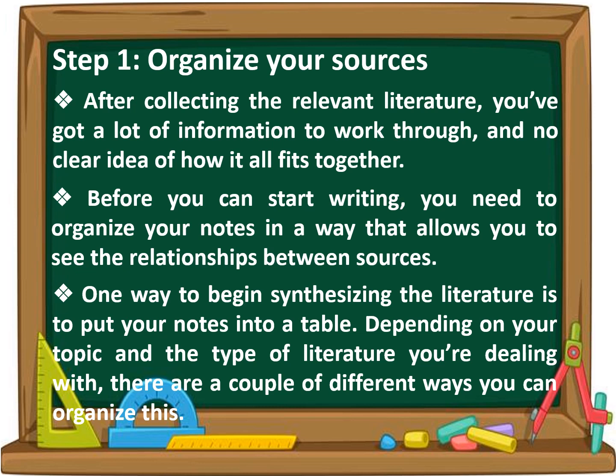Step 1. Organize your sources. After collecting the relevant literature, you've got a lot of information to work through and no clear idea of how it all fits together. Before you can start writing, you need to organize your notes in a way that allows you to see the relationships between sources. One way to begin synthesizing the literature is to put your notes into a table, depending on your topic and the type of literature you're dealing with. There are a couple of different ways you can organize this.